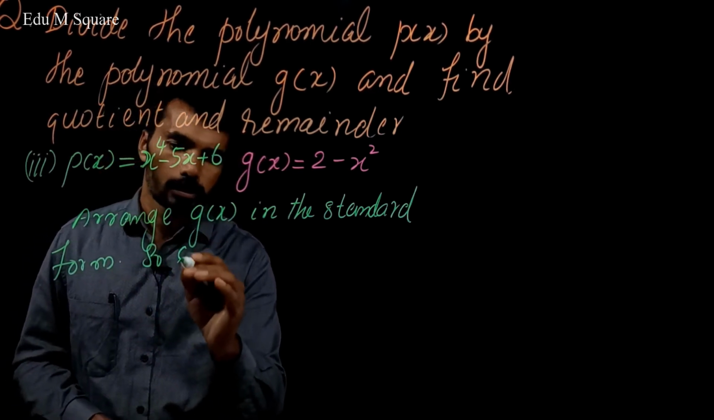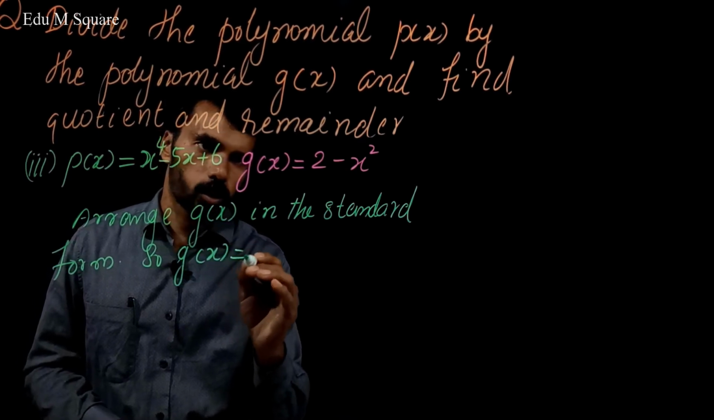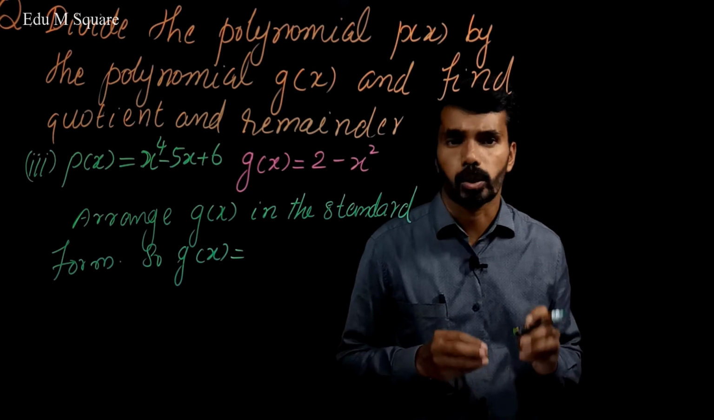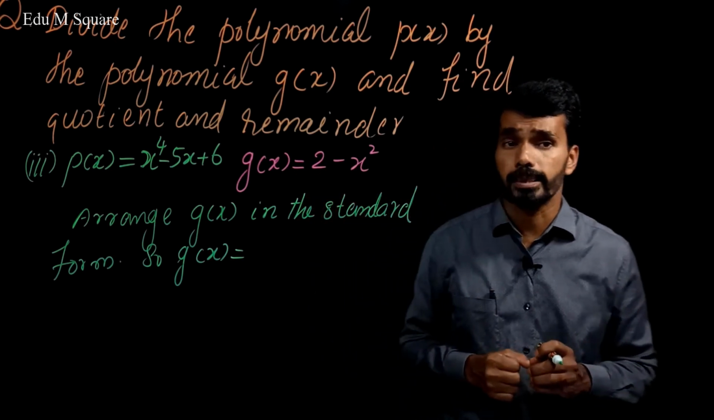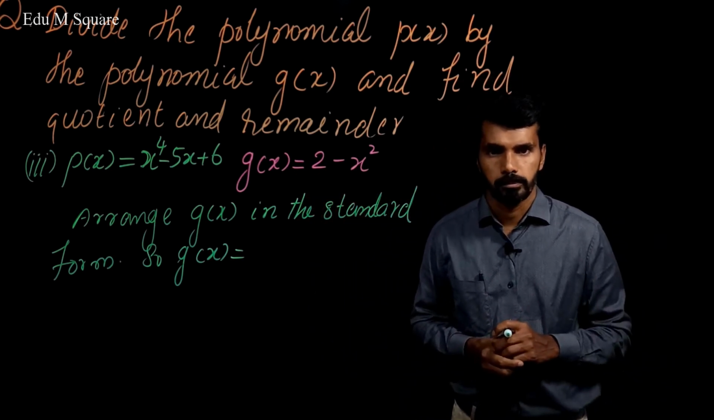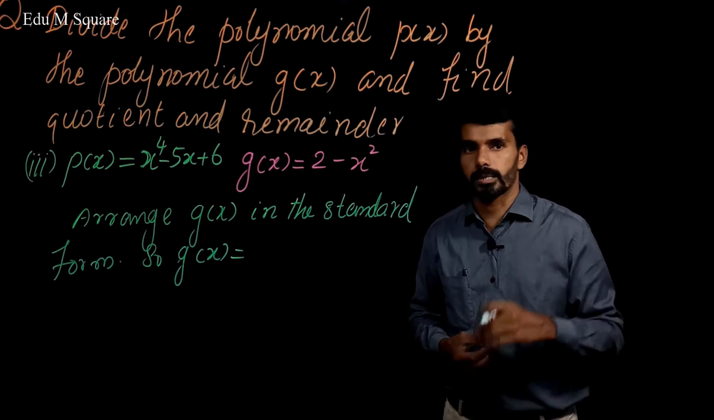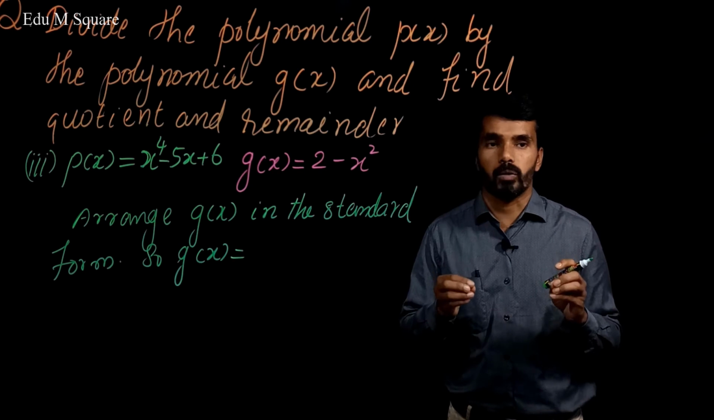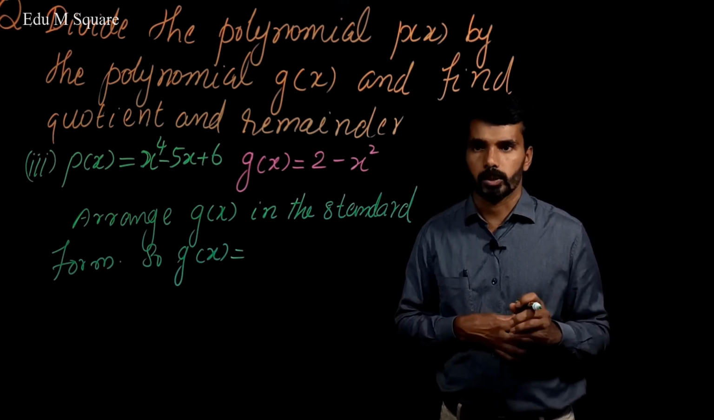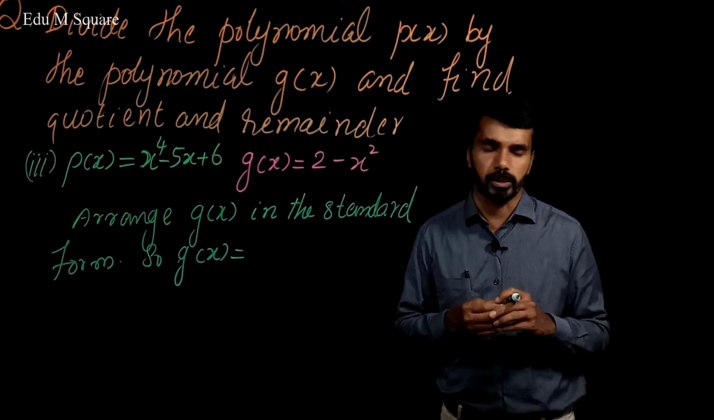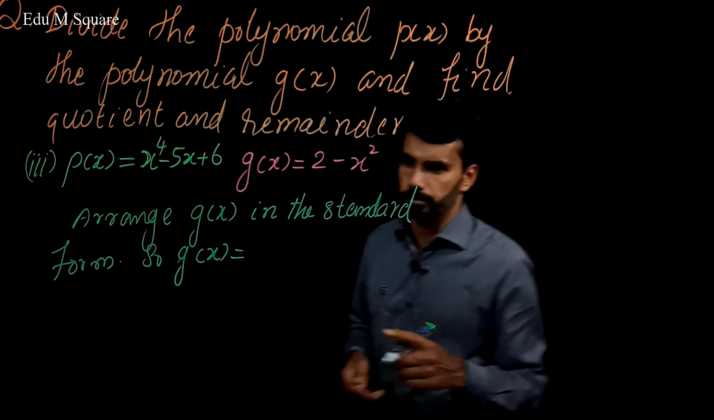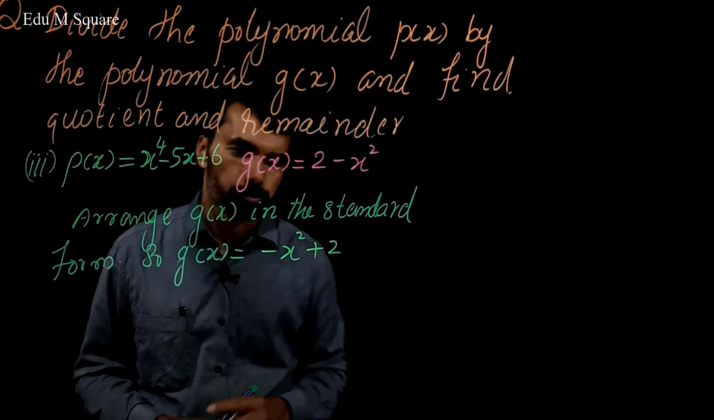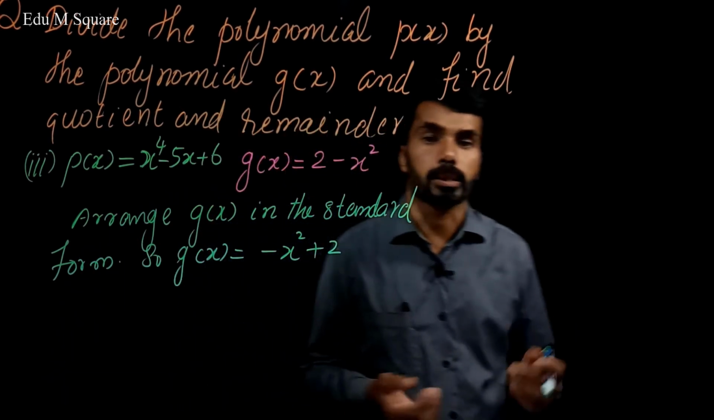So g of x is given as 2 minus x square, right? While we are arranging this g of x in the standard form, we write the highest power variable first. So that is minus x square, so minus x square plus 2. So now let us start the division.